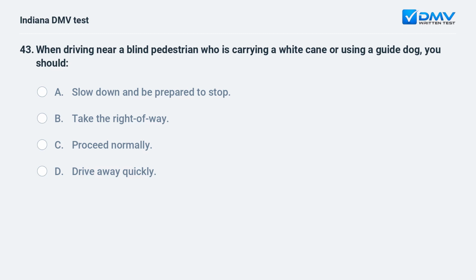When driving near a blind pedestrian who is carrying a white cane or using a guide dog, you should: a. Slow down and be prepared to stop. b. Take the right of way. c. Proceed normally. d. Drive away quickly.